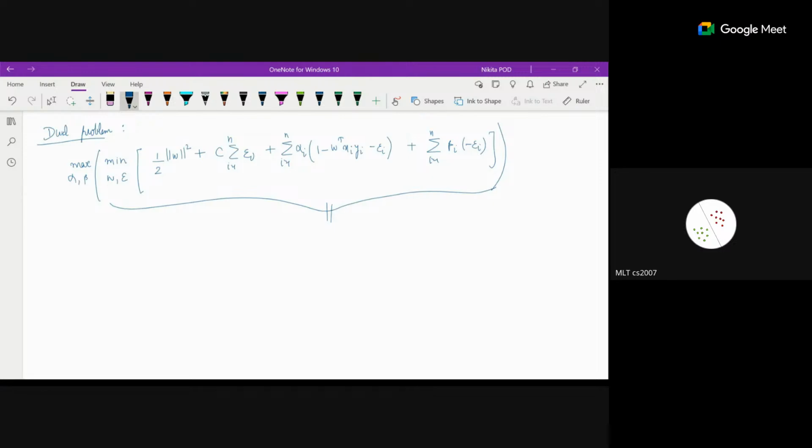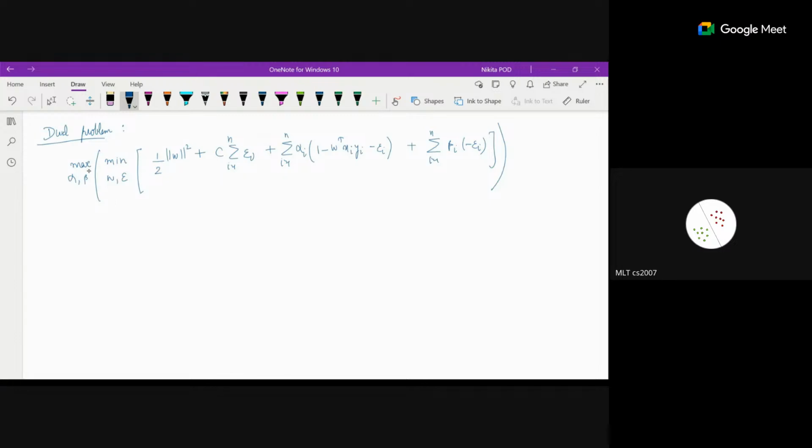So to maximize it, what will you do? You will take the derivative and equate it to 0, and from there you can find out what your alpha is, find out what your beta is. So all that you can do. But before solving this whole problem, we'll first do the inside part.